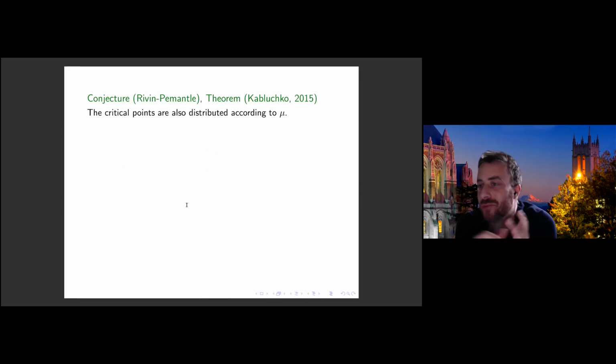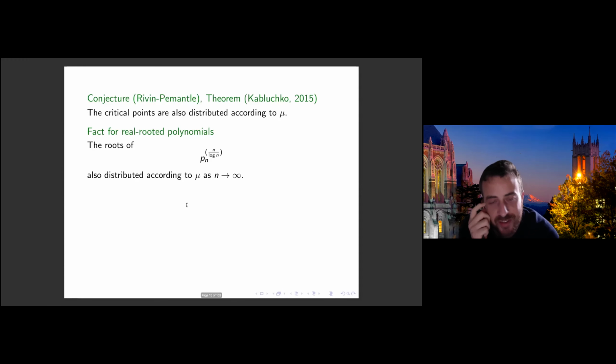In fact, this theorem is only really interesting in the complex plane, because on the real line, because of interlacing, if you have a finite sample of points distributed according to a measure, the interlacing phenomenon forces you to be stuck between two. So clearly the derivatives are going to reproduce the measure. In the complex plane, this is of course more complicated. In fact, if you're real rooted, you can say something much stronger: if you differentiate many, many times, for example n over log n times, then as n goes to infinity, the roots of this derivative still reproduce the original measure.